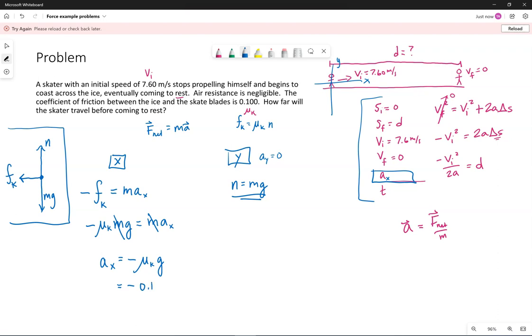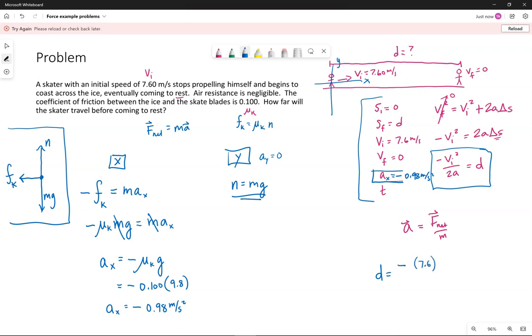We've been given mu, we know g, so we can calculate what this is. The skater's acceleration is going to be negative 0.98 meters per second squared. So again, the negative simply means to the left. So now I know, oops, not 9.8. Now I know this acceleration that the skater's experiencing, and I can finish and solve for d.